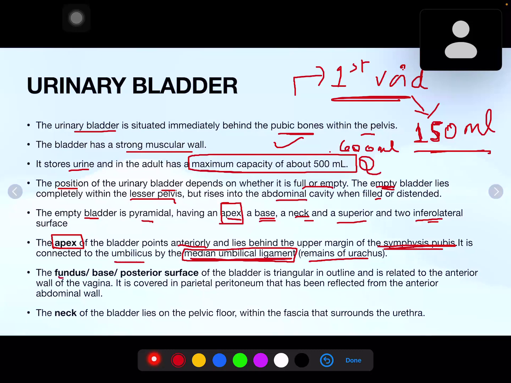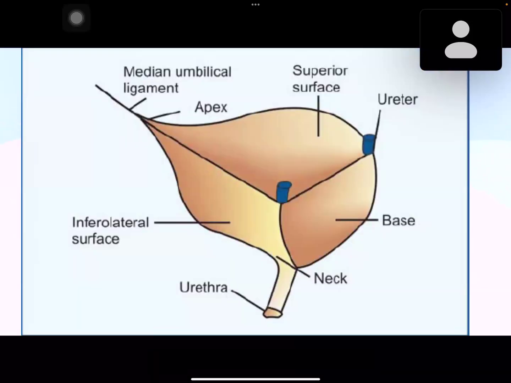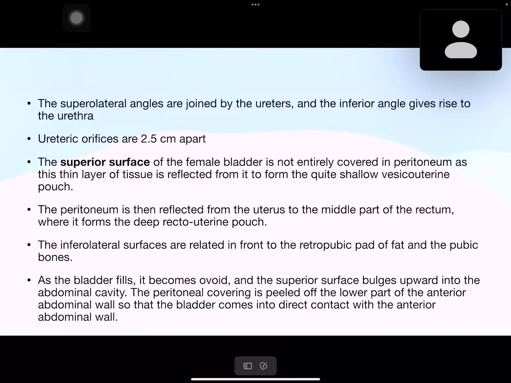Now the second part is the fundus, you can say base or posterior surface. So remember, this is anterior, and this is the posterior surface. It is triangular in outline, and it is related to the anterior wall of the vagina because it is behind this posterior surface. It is covered in parietal peritoneum that has been reflected from the abdominal wall. The neck of the bladder lies on the pelvic floor within the fascia that surrounds the urethra.